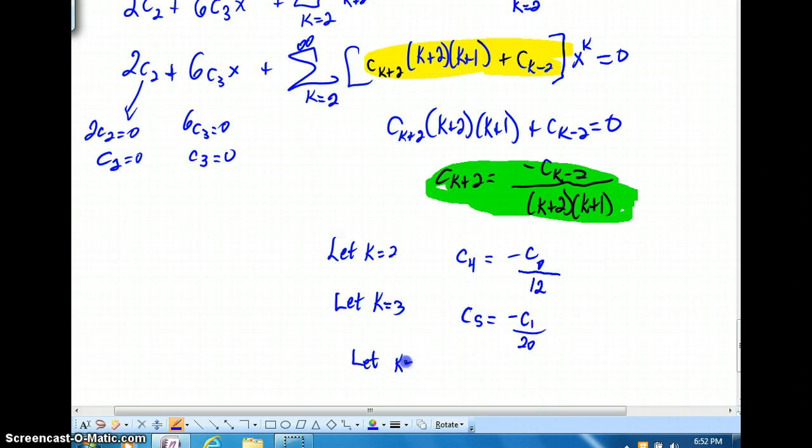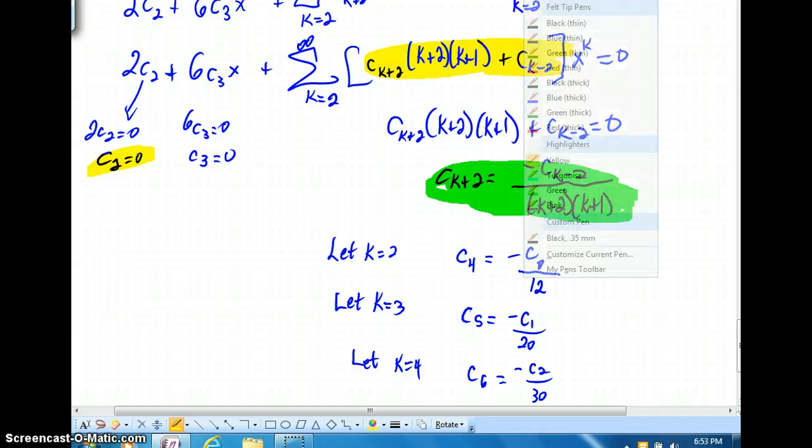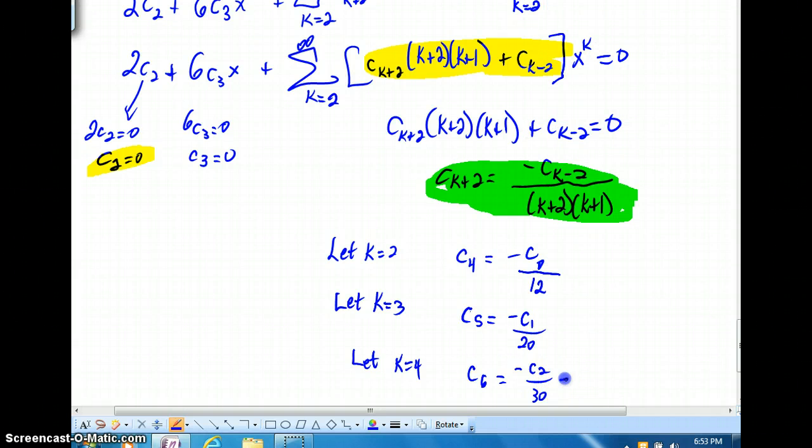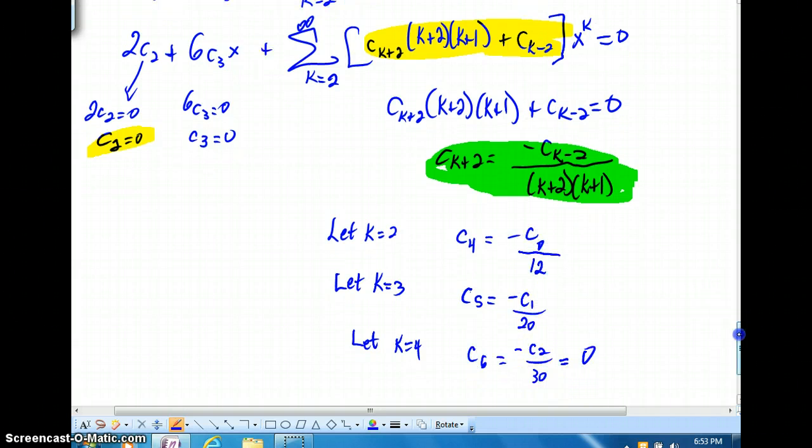Let's let k equal 4. We'd have c sub 6. k plus 2 would be a 6. Then we'd have negative c sub 2. Down below, 4 plus 2 is 6, 4 plus 1 is 5. We'd have a 30. However, c sub 2 is 0. Very important to point that out. This whole thing is 0.